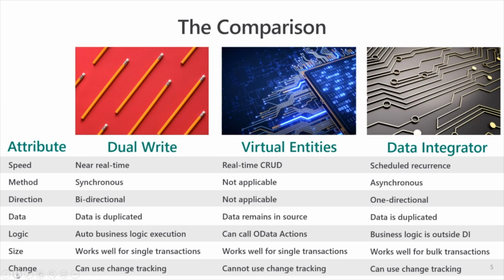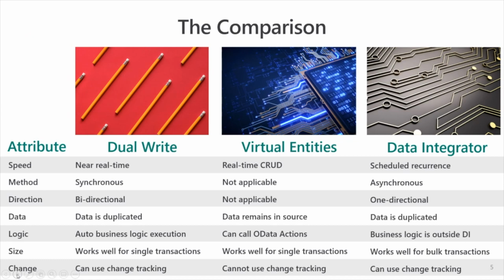From a logic standpoint, there are quite a few differences in how business logic is executed with the three technologies. And this is one of the key decision points, or pivot points, in your decision-making process when you're deciding which technology to use. So with dual write, we have automatic business logic execution, and that business logic actually happens on both sides, both in finance and operations and in the common data service.